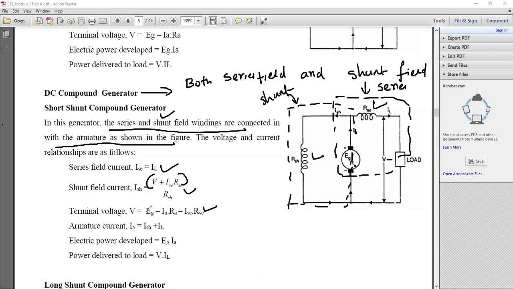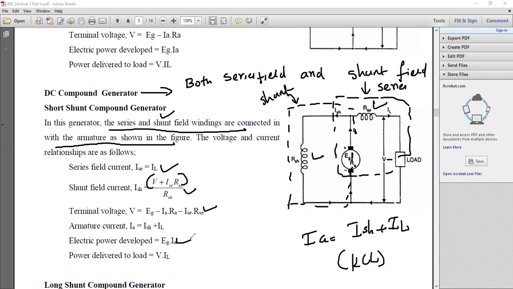V is equal to EG minus IA into RA minus ISC into RSC, where EG is the back generated EMF. Okay, the current is different here. You cannot make it a common term. So the armature current you can write as ISH plus IL. So you can apply KCL.